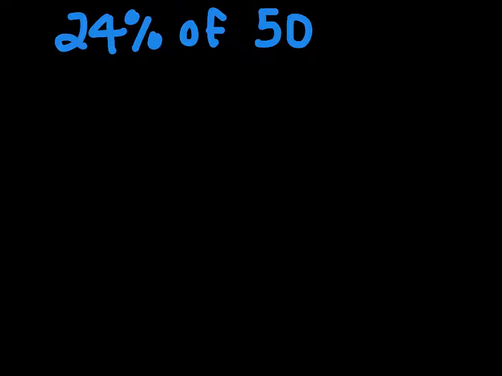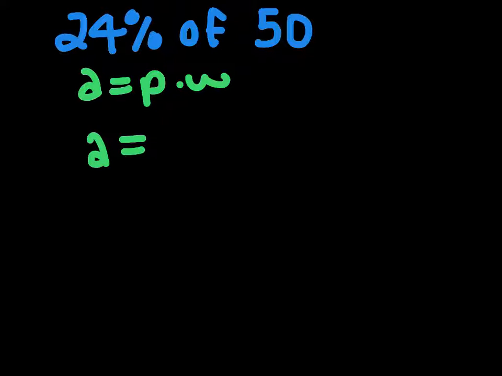Okay, so finding a part of a number. Our equation is A equals P times W, and A is the part of the whole. So that's the number we're going to be trying to find at this time. A equals the percent times the whole.